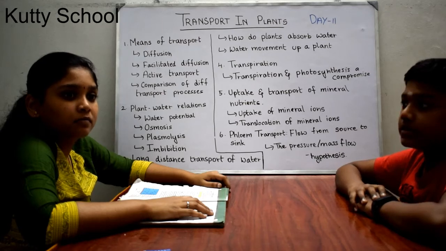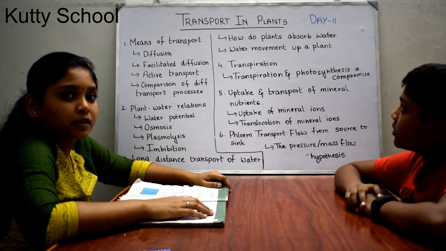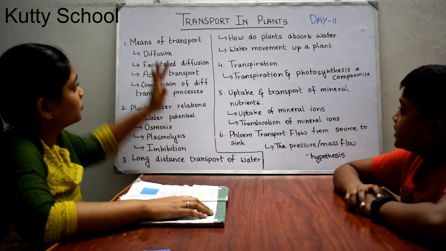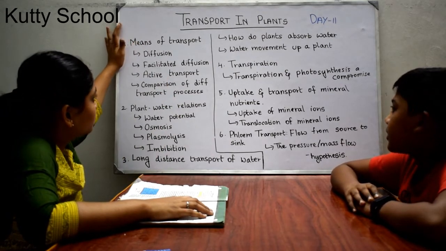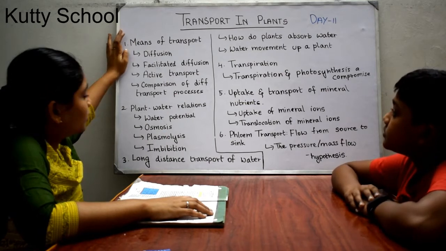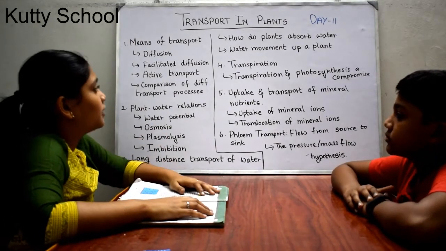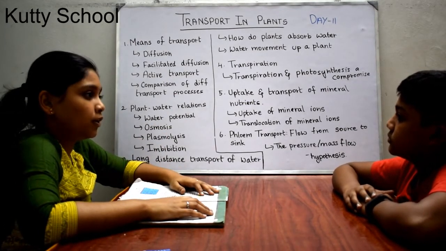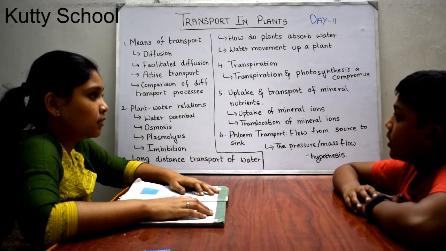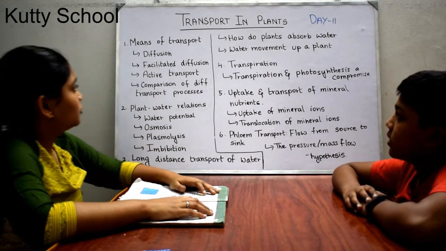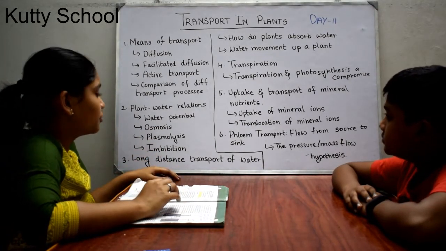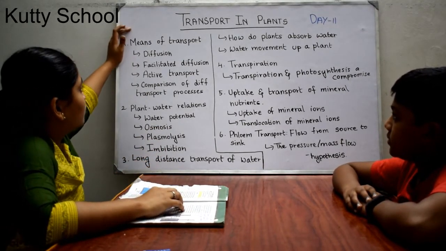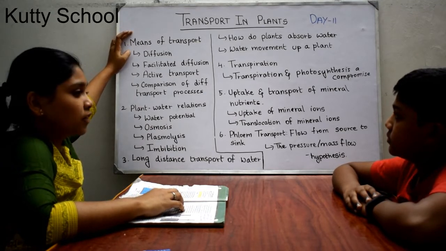Everyone, welcome to school. Today we are going to discuss the topic Transport in plants. There are six topics in total. Transport in plants generally means the transport of water, food materials, minerals and everything. We are going to see how it is transported and by what means. The first topic is means of transport.